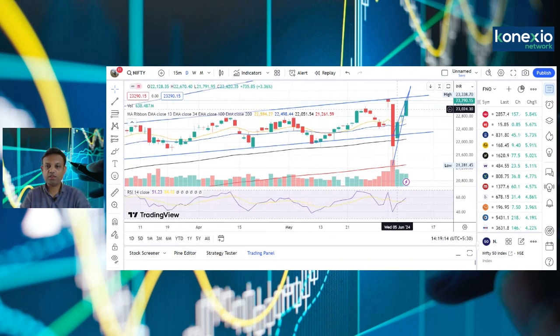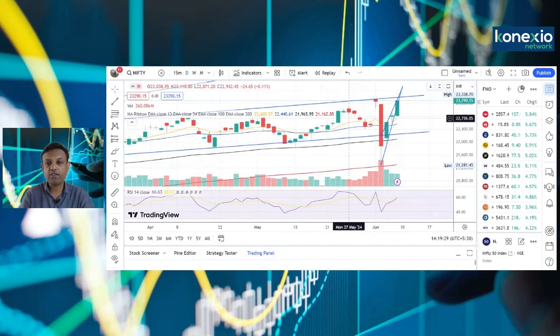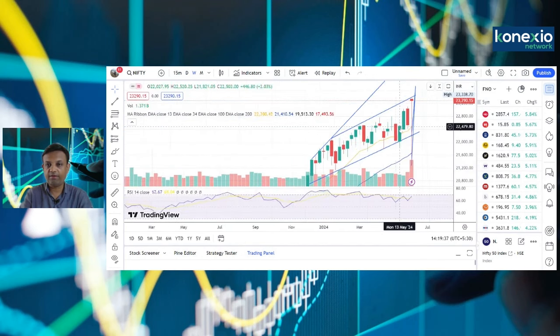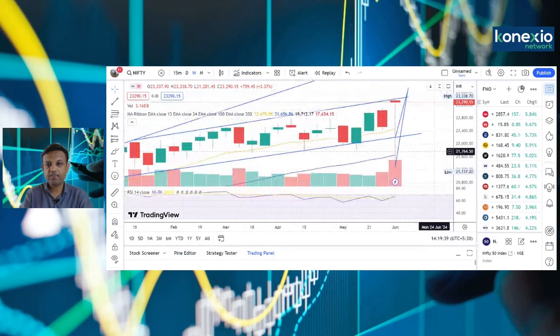So we saw swings of more than 2,500 or 3,000 points, almost something near 3,500 to 4,000 points. So definitely this was a very volatile trading week last week. This is the daily chart. Now let me take you to the Nifty weekly chart. This is the weekly chart.